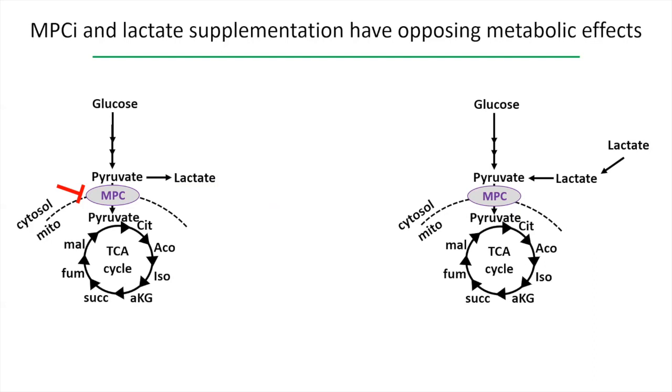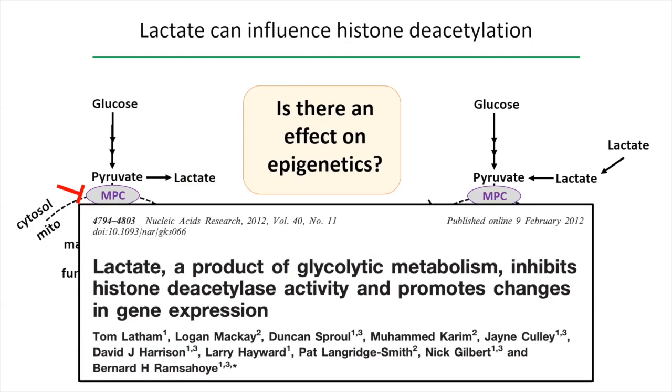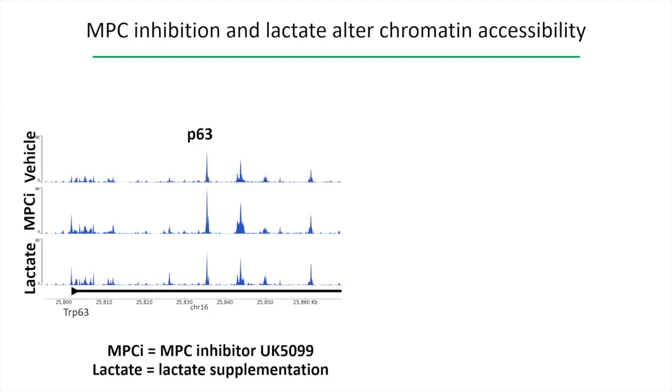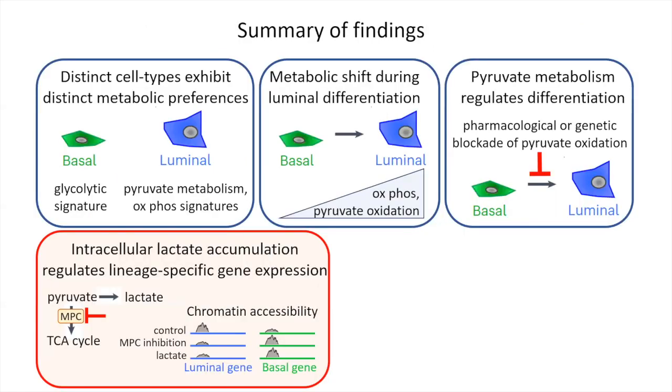So we wondered if the phenotype was driven less by metabolism and more perhaps by changes at the epigenetic level. Now, interestingly, studies have suggested that lactate can act as an inhibitor of histone deacetylase activity. And so we used ATAC sequencing, finding in one example that MPC inhibition or lactate supplementation increases chromatin accessibility at the promoter of the basal lineage gene P63, and actually in the vast majority of basal lineage genes. So intracellular lactate accumulation regulates lineage-specific gene expression through changes in chromatin accessibility.